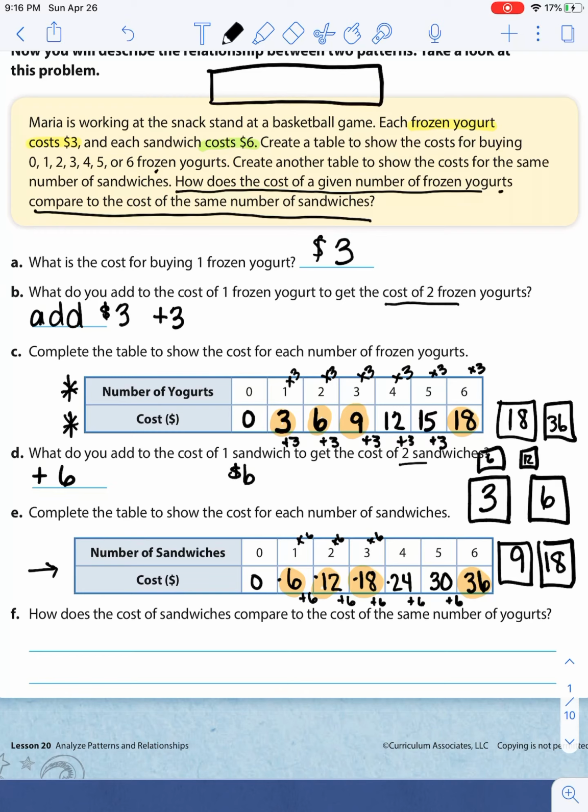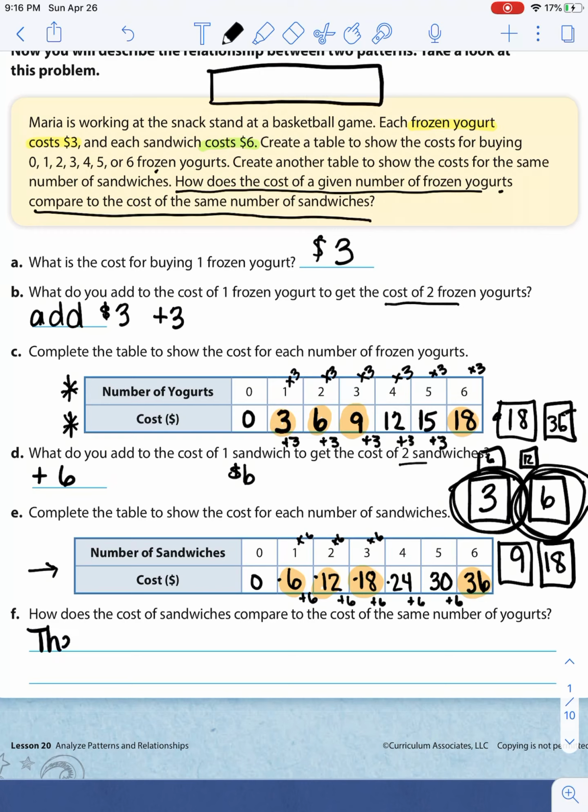I hope you've noticed that if you buy this many yogurts and that same amount of sandwiches, what are you paying for the sandwiches compared to the yogurts? If you double 3, you get 6. If you double 9, you get 18. If you double 6, you get 12. If you double 18, you get 36.